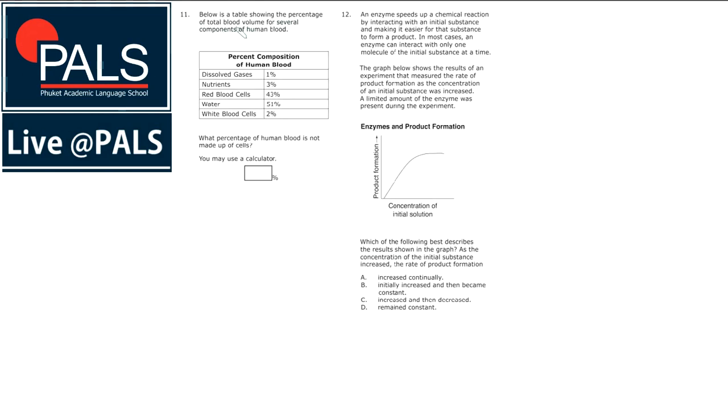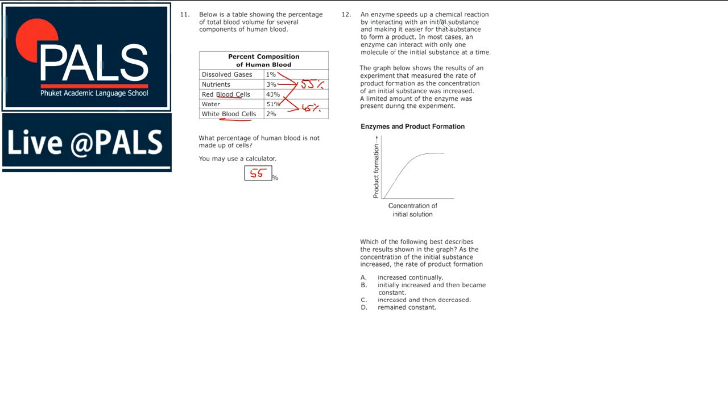Below is a table showing the percentage of total blood volume for several components of human blood. Dissolved gases make up only 1%, nutrients 3%, red blood cells 43%, water 51%. So here we have the two parts which make up most of the blood, and white blood cells about 2%. What percentage of human blood is not made up of cells? So what are cells? White blood cells and red blood cells. What is not made up of cells? White blood cells and red blood cells together have 45%, and the other three together make up 55%. So that's the answer. Not made up of cells: water, nutrients, dissolved gases, 55%.